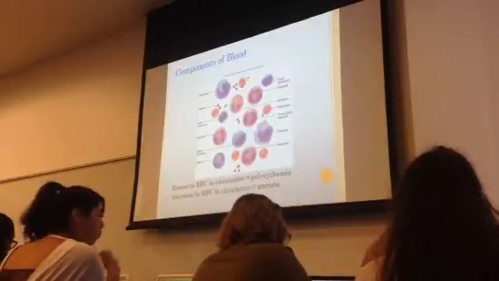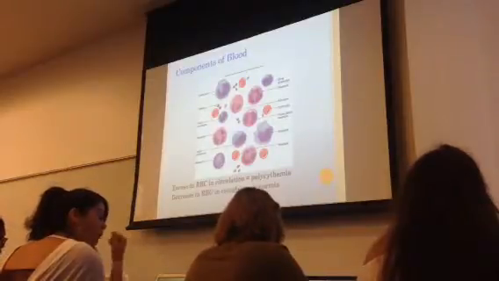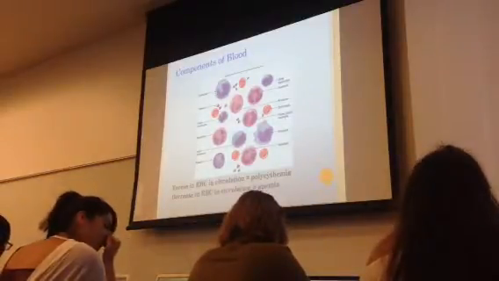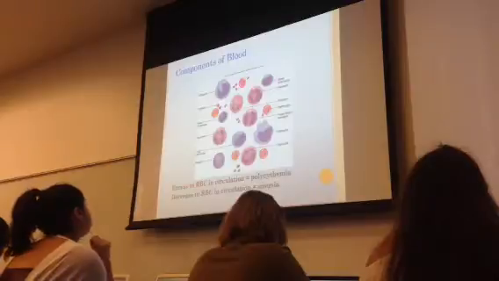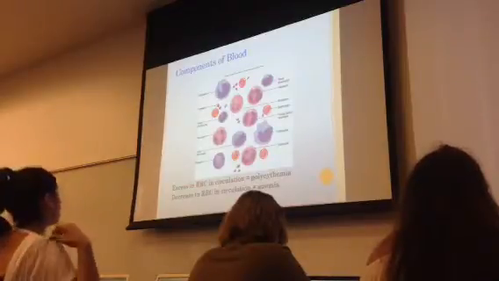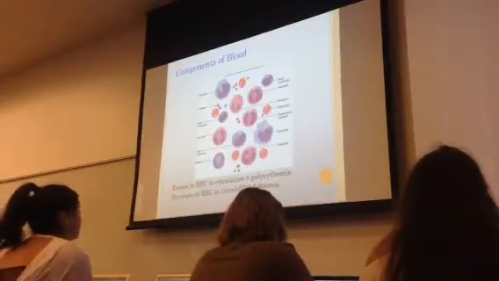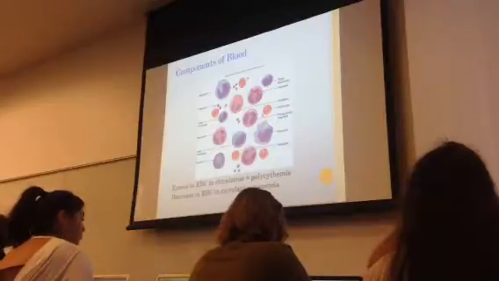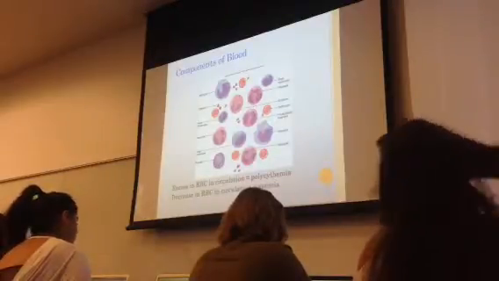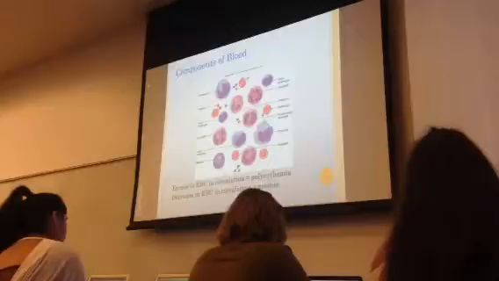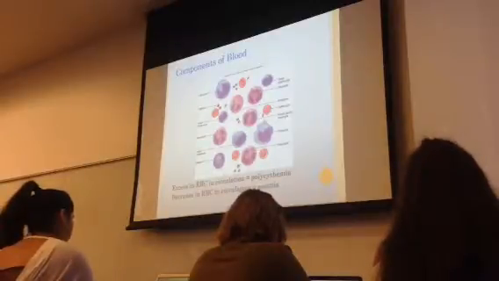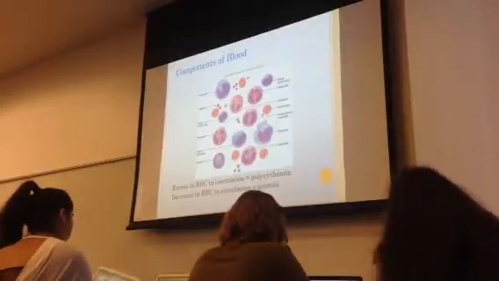Okay, the reason I'm showing these components of blood, which should be familiar to all of you already, is just to point out a few things. One, red blood cells can be normal red blood cell size and color when we're talking about anemias, or they can be large or they can be small. Okay?